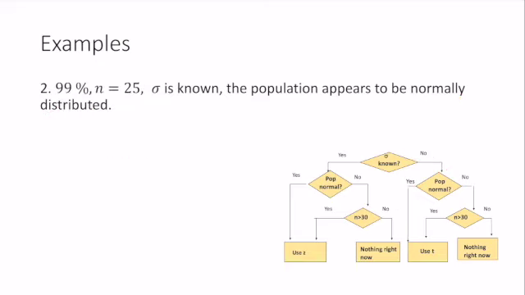Okay, so see how I just went through this flow chart? Let's try that again. I'm going to construct a 99% confidence interval. My sample size is 25, my standard deviation is known, and the population appears to be normally distributed. So do I know my sigma? Yes. Is my population normal? Yes. That's when we're going to use a Z distribution.